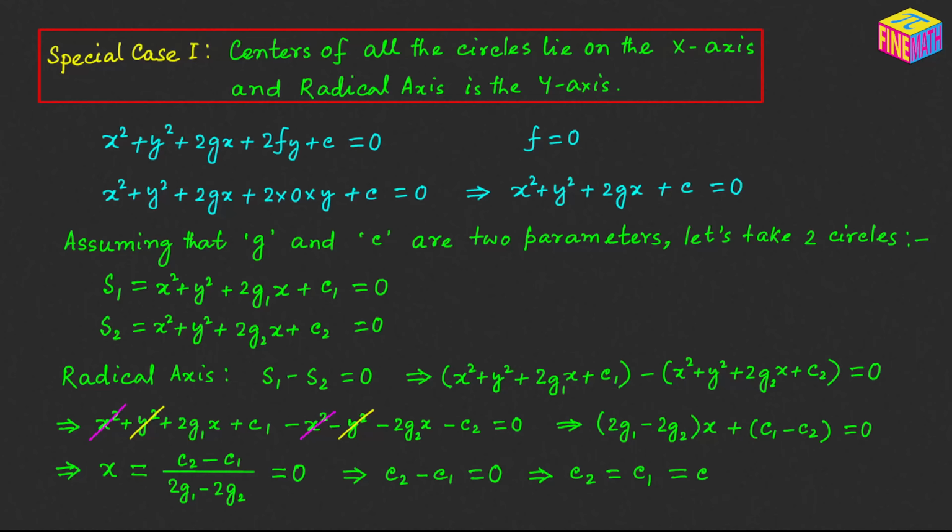So it looks like c is not a parameter. Even though we assumed that c could be a parameter and we started with two different values of c, ultimately we see that actually their values have to be equal. So looks like c is not a parameter, it is just a constant. So then we are left with just the g, and in fact yes, g is the parameter, and that is the only parameter in the equation of the system of these coaxial circles.